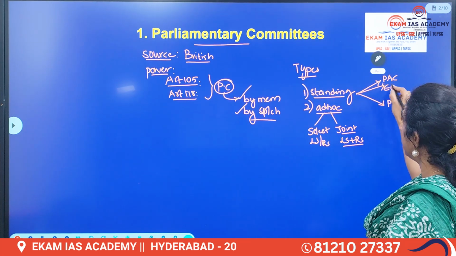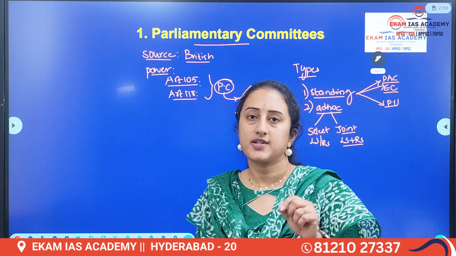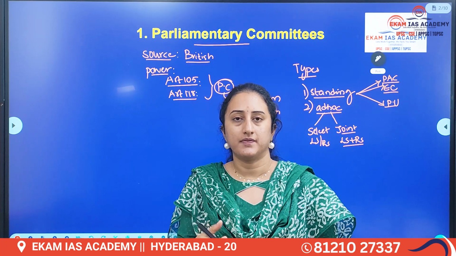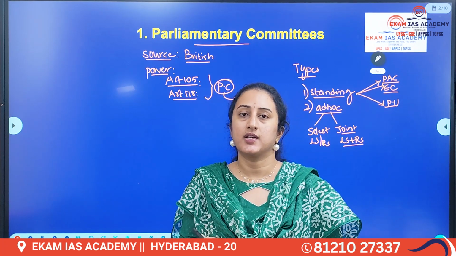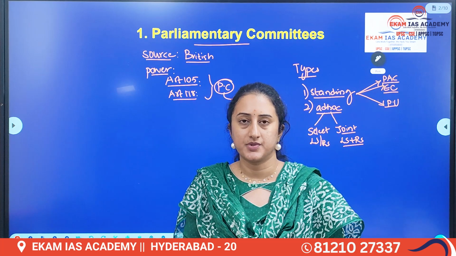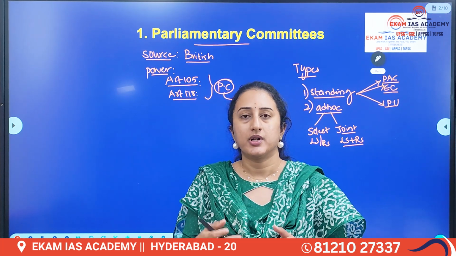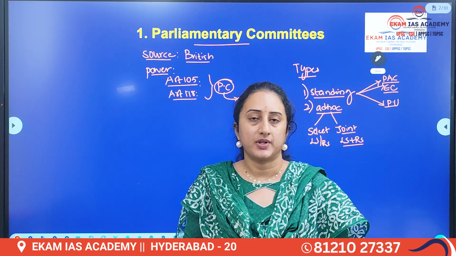Now let us understand each one in detail. The first among the financial standing committees is the Public Accounts Committee. If you trace the origin of this committee, it has its origins in the 1919 Montagu-Chelmsford reforms. Based on the recommendations, it was constituted in 1921, and after independence, in 1950, we again revived this committee.